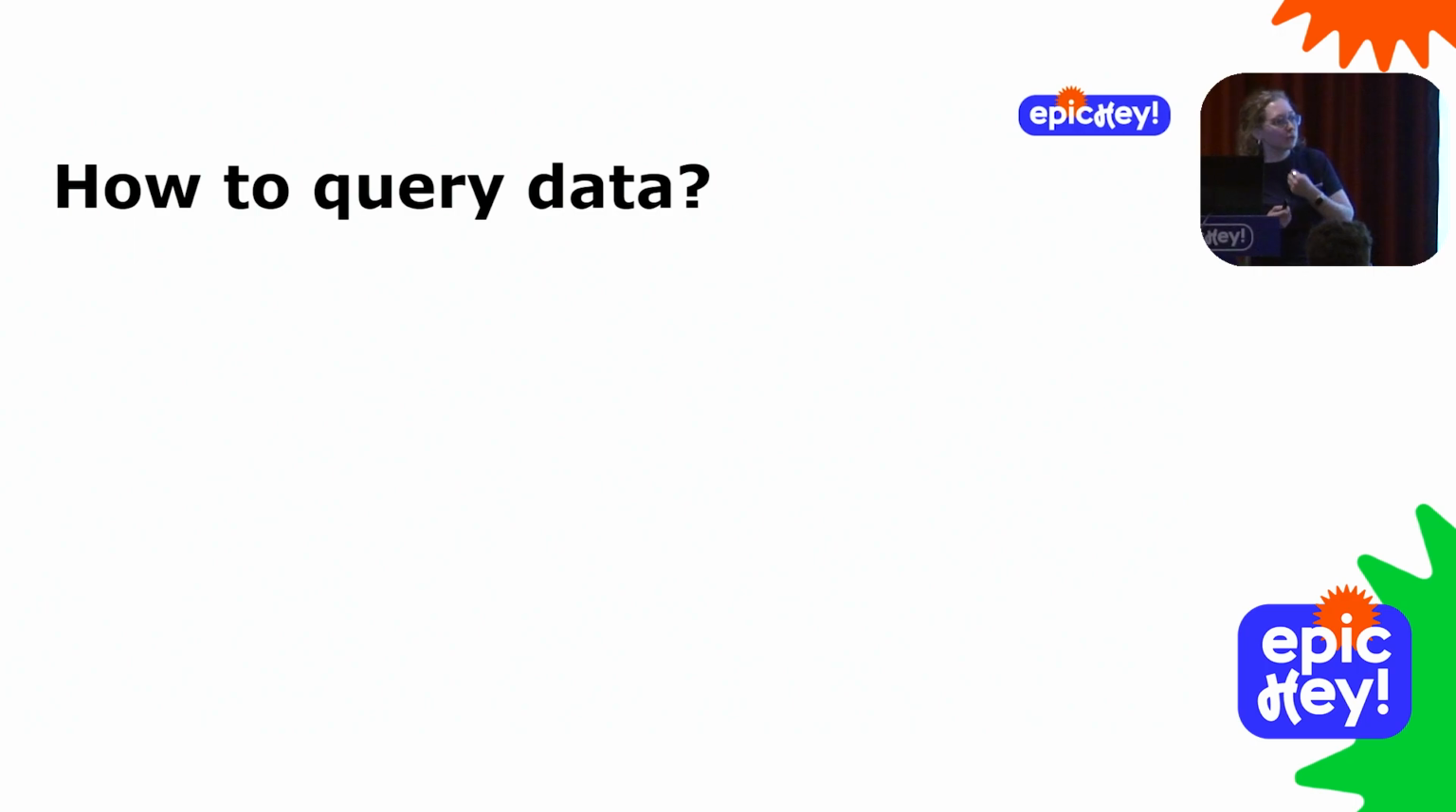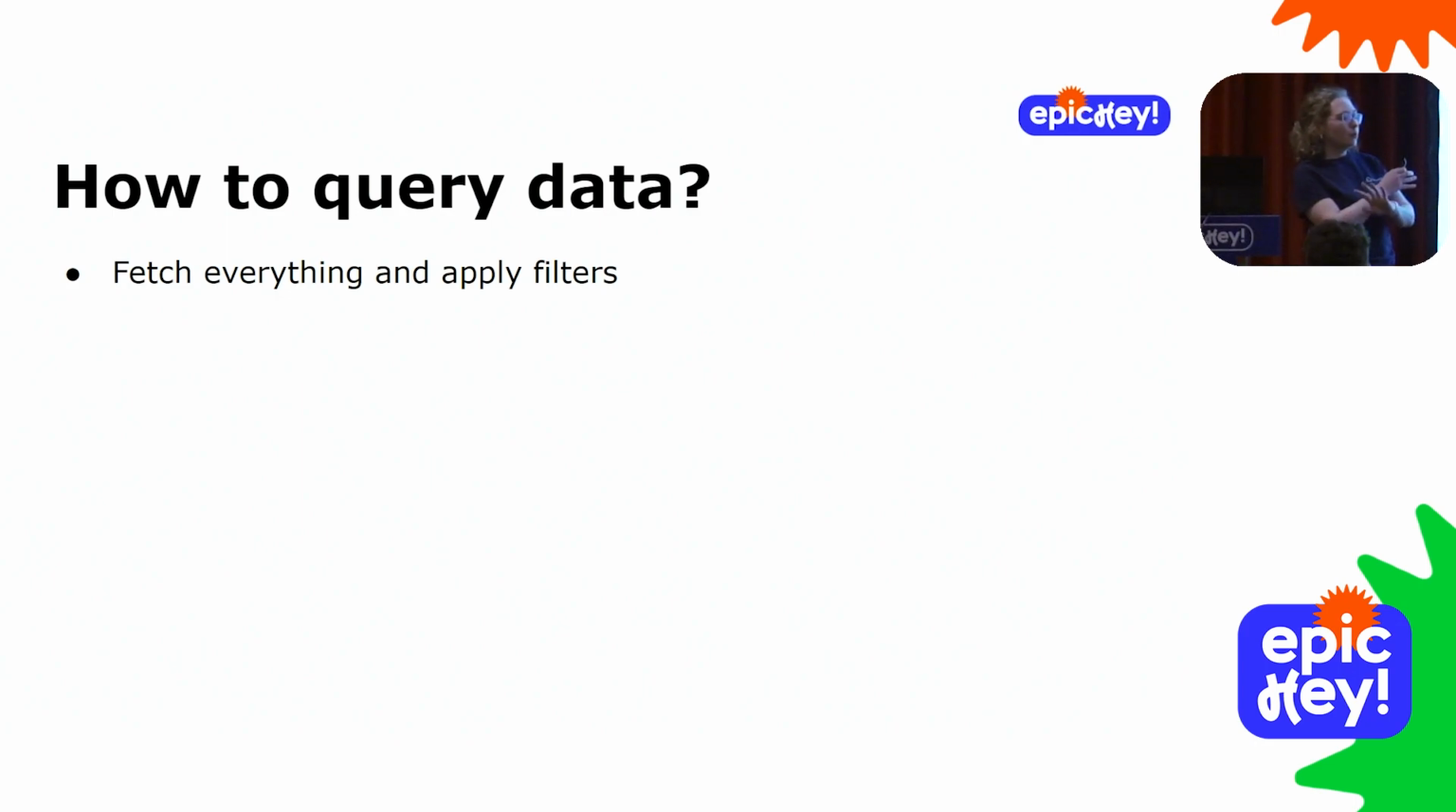So the second question is how to query the data. OK, now we can store it, how to find it? The first approach, probably the easiest approach possible, is to fetch everything from the database and apply some business logic on the application side. That's how FerretDB worked initially. We were fetching everything from the backend, and then we were applying the logic given in the query, and then giving the results to the requester.